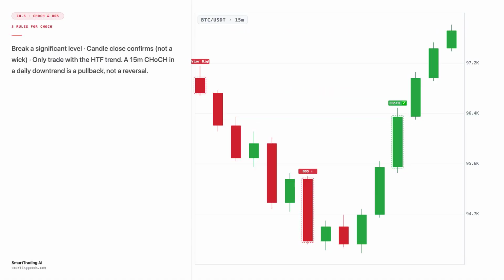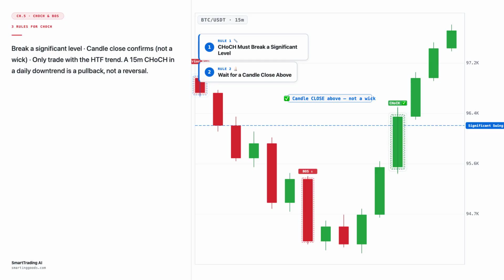3 rules to keep your entries clean. Rule 1. CHoCH must break a significant swing high, not just any wick or noise. The level needs to have been tested and held before. Rule 2. Wait for a candle close above the level, not just a wick through it. Wicks lie, closes confirm. Rule 3. Only trade CHoCH in the direction of the higher timeframe trend. If the daily is still bearish, a 15-minute CHoCH is just a pullback, not a reversal.